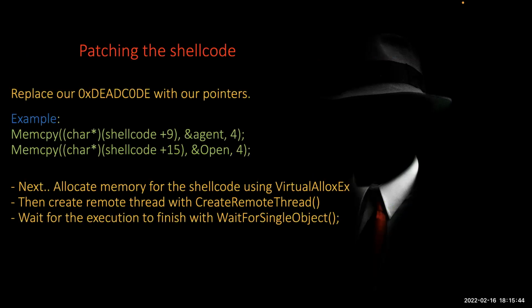Here we're replacing it. Once you're done with this, you replace those dead codes using something like memcpy. If we assume the agent pointer starts at +9 in the shellcode, you count 9 bytes, and then this is how you replace the dead code with the pointer of the agent and the pointer of InternetOpen, which is the InternetOpen address. The 4 is just the 4 bytes you want to replace, only 4 bytes.